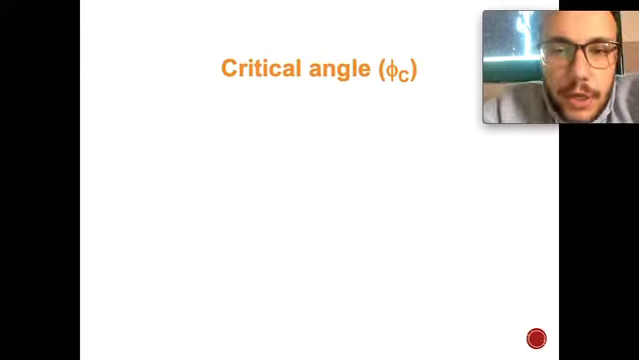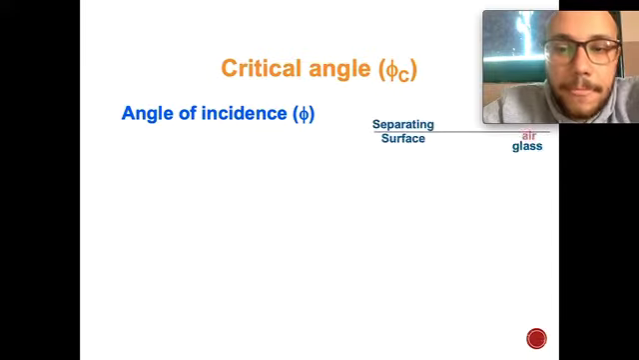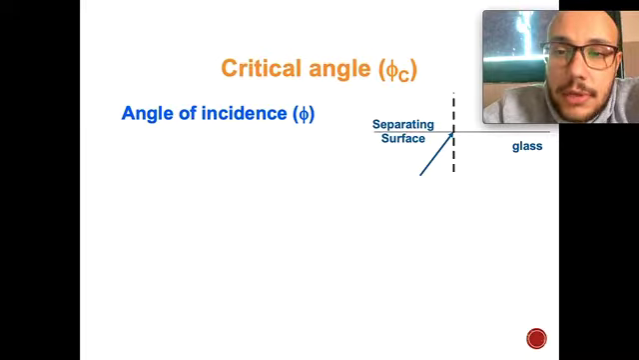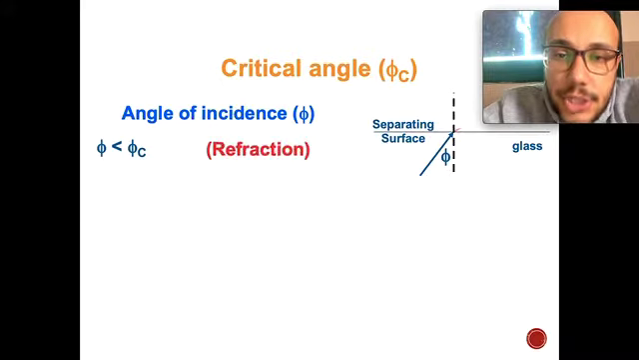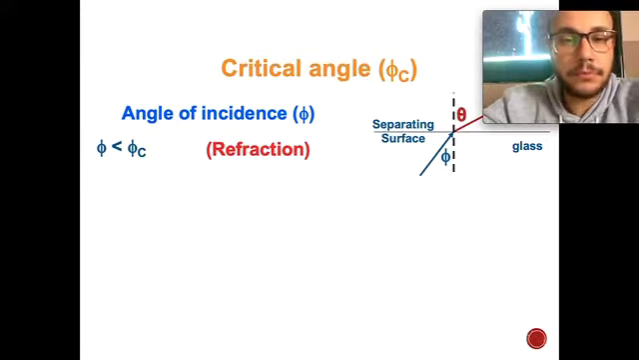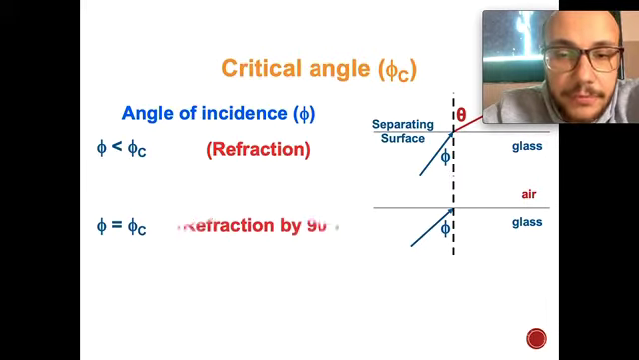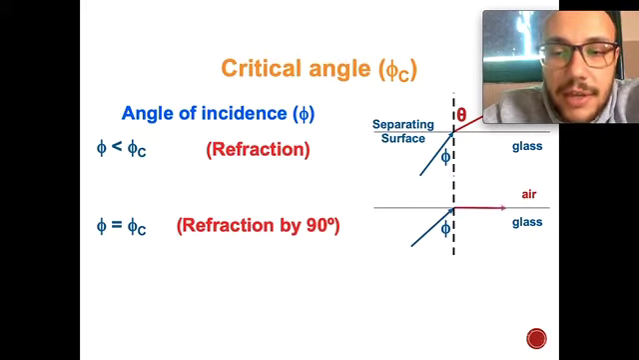This is due to something we call the critical angle. The angle of incidence, which is phi, occurs when light passes from glass into another medium like air. As shown, refraction takes place when phi is smaller than the critical angle. But when phi equals the critical angle, refraction takes place with an angle of 90 degrees. This we call grazing light.